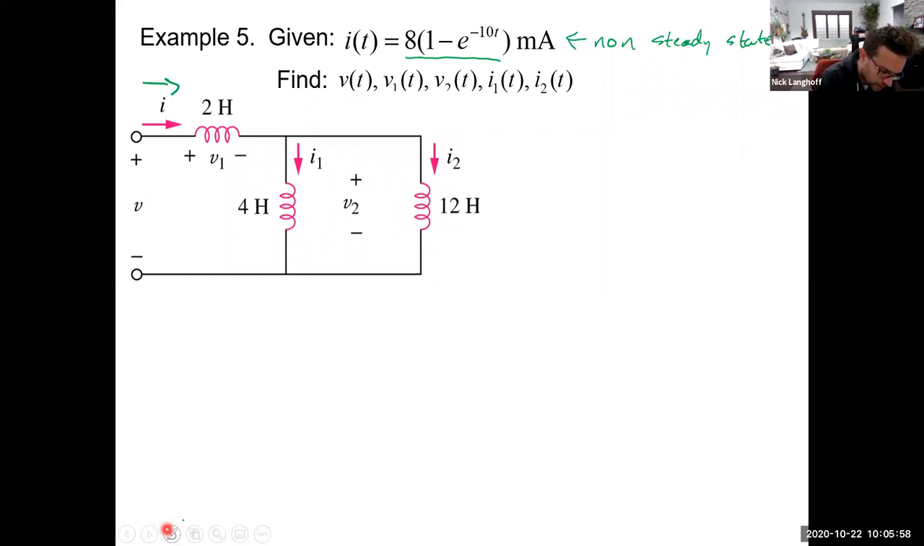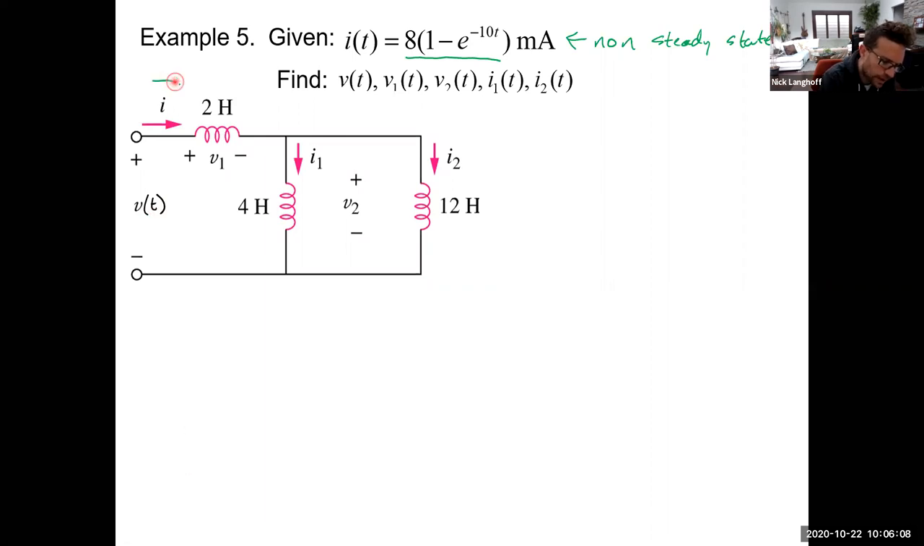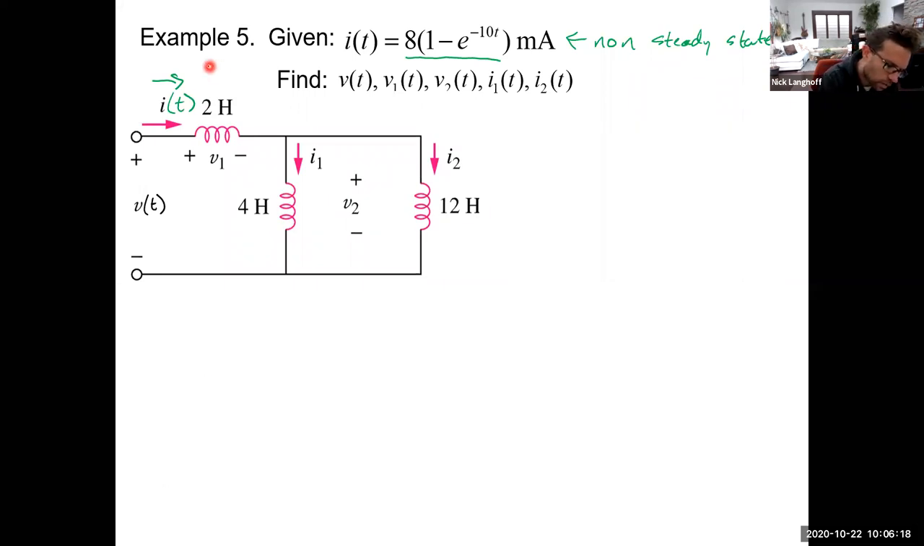Let me write that on here. This just says V, but I want to find V of t. Let's also annotate the fact that this current I here is I of t, which has been given up there at the top. We're going to label some of these inductors. This is L1, this is L2, and this inductor here is L3.